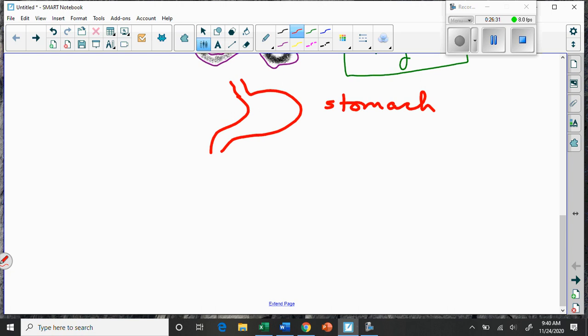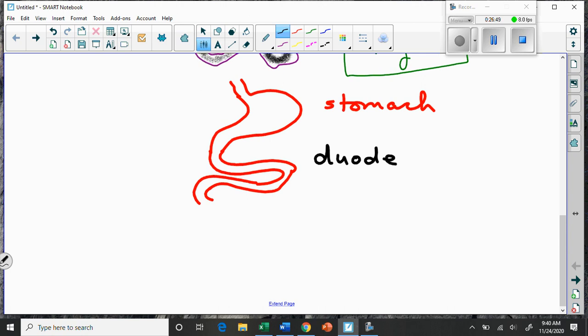So I'm not going to be able to draw the intestine all coiled up and twisted, but what I'll do is I'll just draw some little tubes like this. So here's our intestine. Okay. The first part of the intestine has a special name. It's called the duodenum. The duodenum.